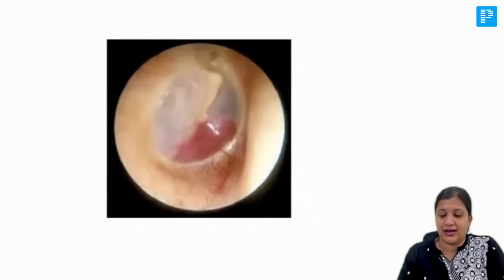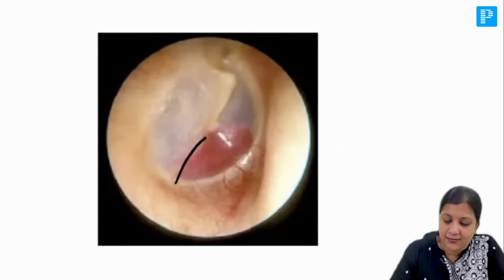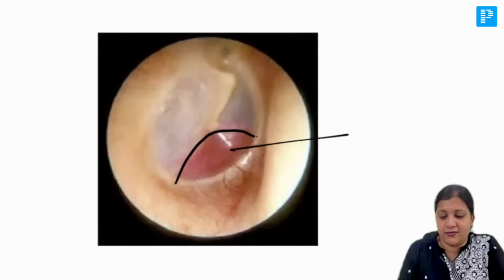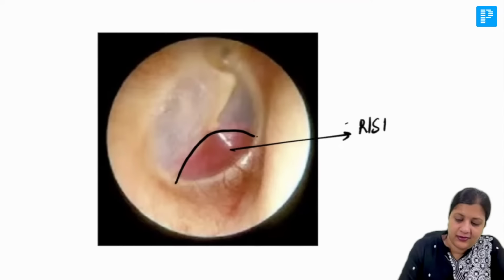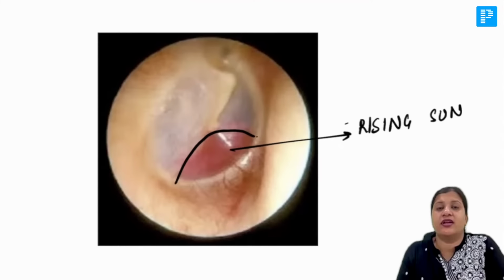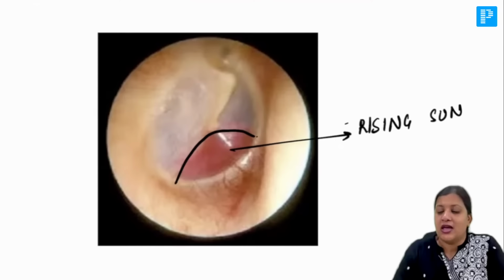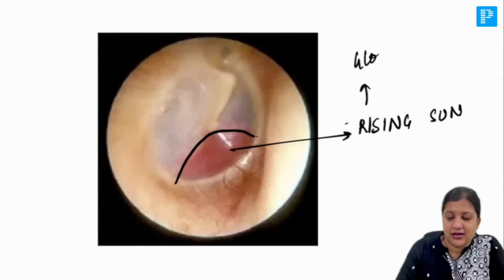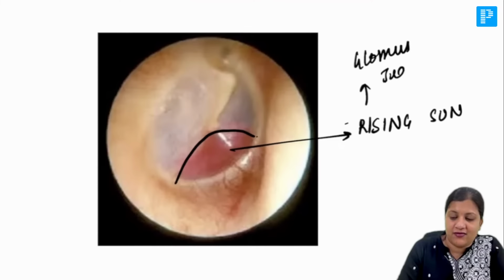Look at this and tell me there is a red reflex coming from the floor of the middle ear. What will you call this as? Rising sun. So whenever you see the image based question, you should directly know what your diagnosis is. You cannot think about the options. Rising sun appearance is seen in glomus jugulare. Very, very good.